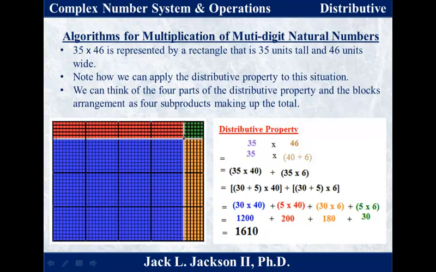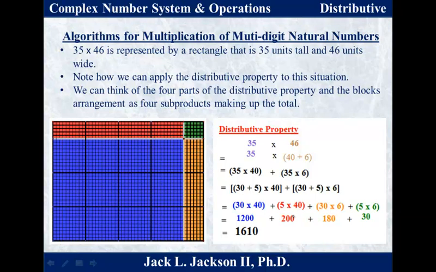It is 5 tall and 6 wide, so it's 5 times 6. Now let's do the yellow or orangish color here. 30 times 6. That's going to be the yellow here. Notice that's a rectangle that's 30 tall and 6 wide. Well, sure enough, that's exactly what we have for the yellow rectangle, 30 tall and 6 wide.